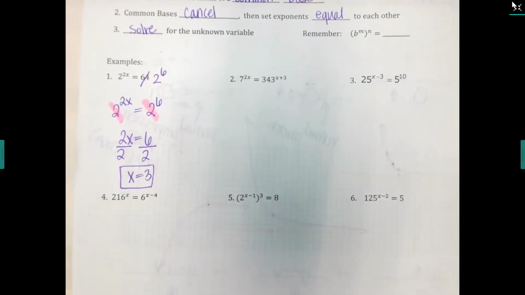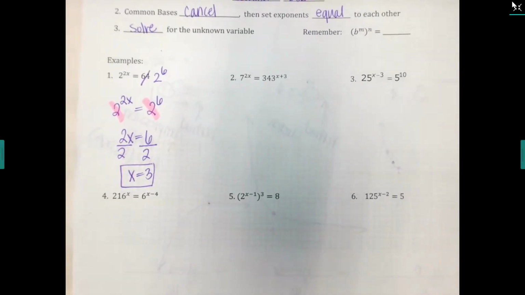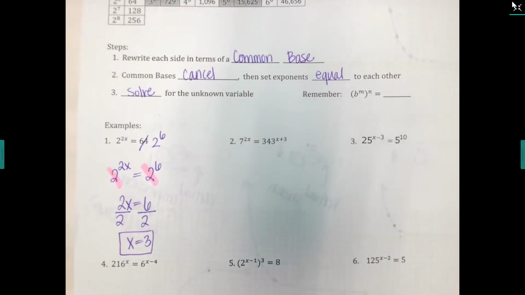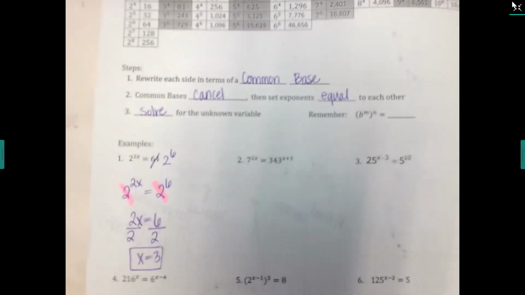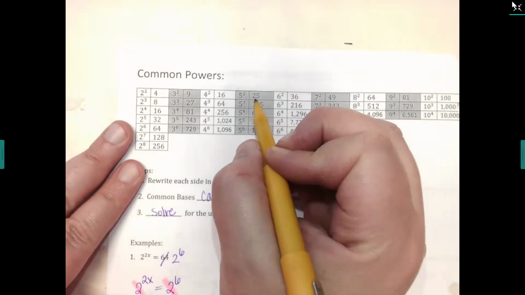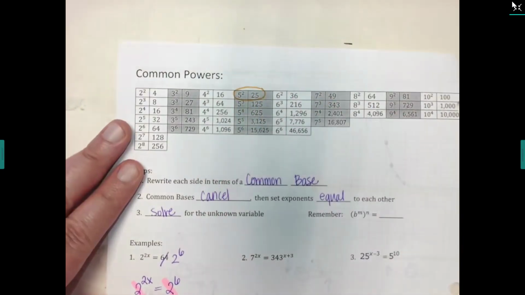Let's do number 3. Okay, if you have a big number and a small number, you want to turn the big number into the small number. So my smaller base here is a 5. So can you look up 25 in the 5's chart? Do you see it? It's 5 squared. Very good. So let me show you what I mean by that. Here's 25. It's the equivalent of 5 squared.